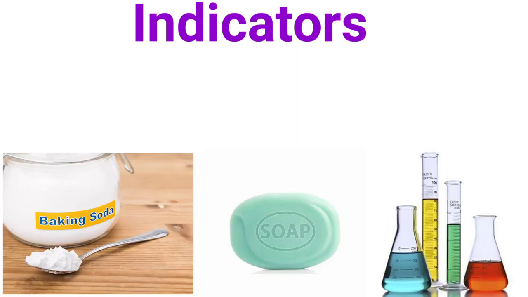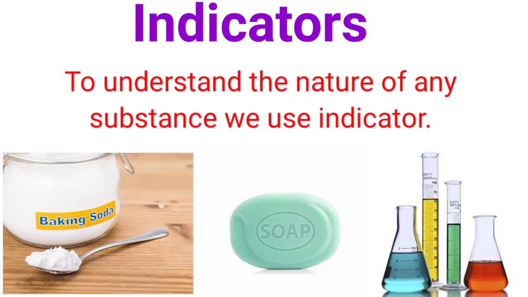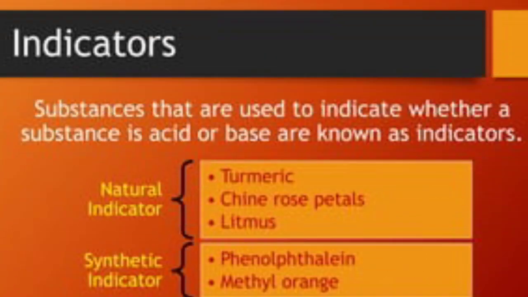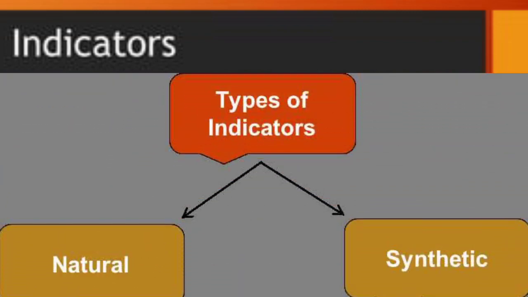Now we come to the indicator. See, it's not possible to taste every substance to identify whether it is acidic or basic. Therefore, to understand the nature of an unknown substance, we use indicators. An indicator is a substance that helps us to identify whether a given solution is acidic, basic or neutral with the help of change in color. So a small quantity of the indicator is added to the substance being tested to observe a change in color.